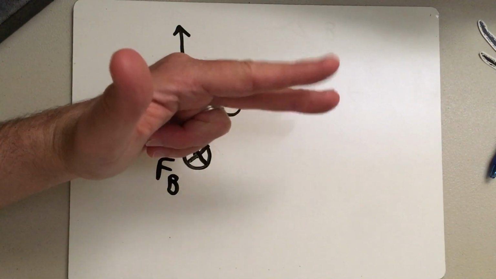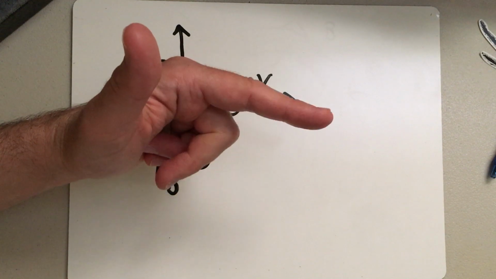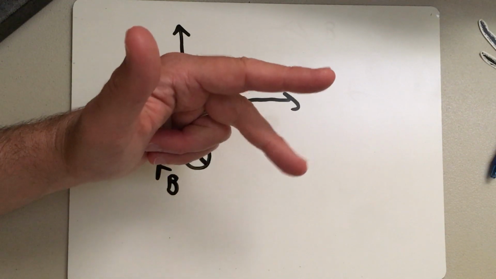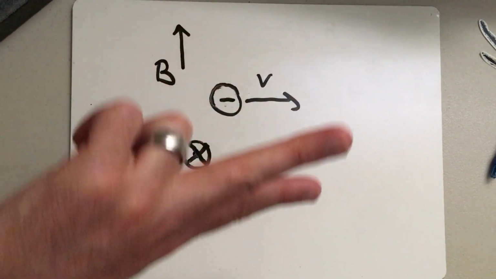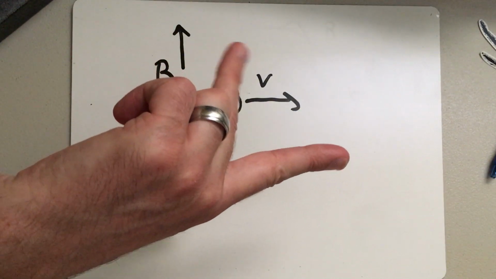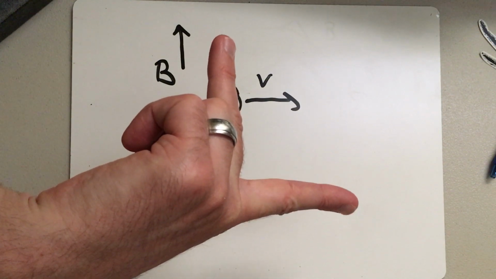Now notice, of course, right now I can't do it. I can't point my middle finger in the direction of the magnetic field. So what do I have to do? I have to rotate my hand like so until I can point my middle finger straight up.